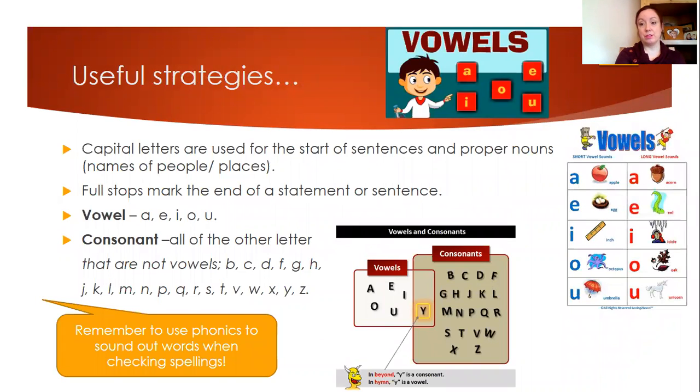Just some useful strategies then and tips. Don't forget, capital letters are used to start sentences. Full stops then are used to mark the end of sentences. Your vowels are A, E, I, O, and U. And then all of the other letters in the alphabet are consonants. Remember to use your phonics to sound out words and to help you when checking those spellings.